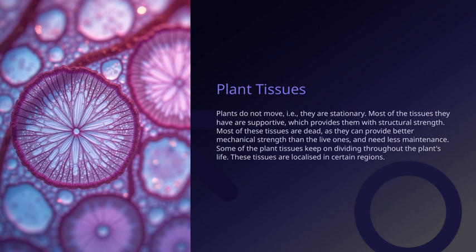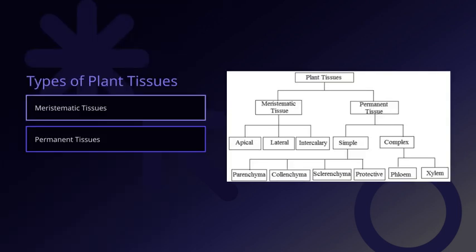Another important point is that some plant tissues are constantly dividing throughout the plant's life. These are localized in specific regions, like the tips of roots and shoots, which are called meristems. This ongoing cell division allows the plant to grow and develop new tissues as needed. All of these aspects highlight how plants are uniquely equipped with specialized tissues that support their stationary lifestyle and enable continuous growth.